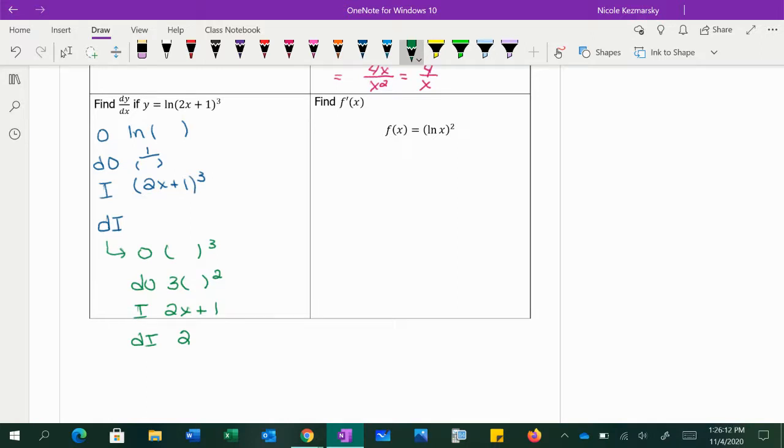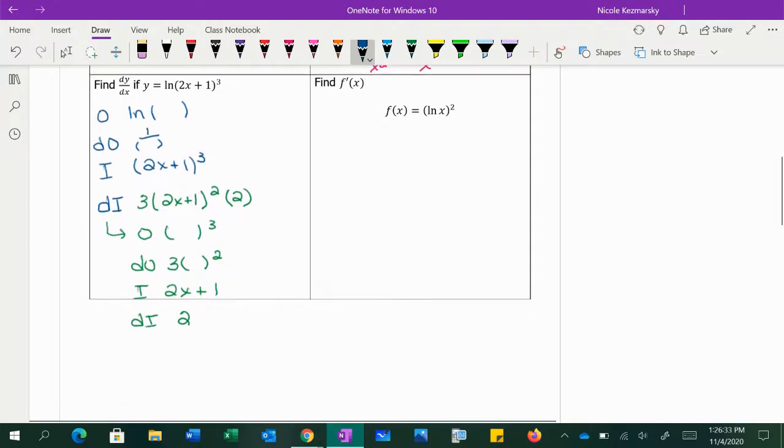So putting that all together, in my derivative of the inner for the original problem, I'm going to have 3 parentheses squared. In the parentheses goes the 2x plus 1, and then multiply by the 2.